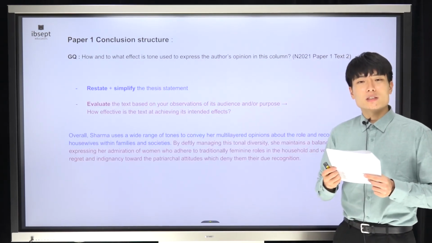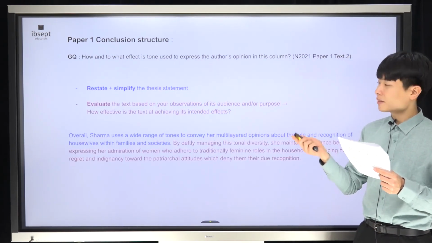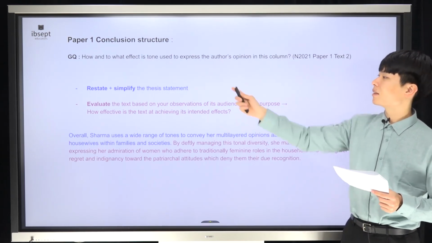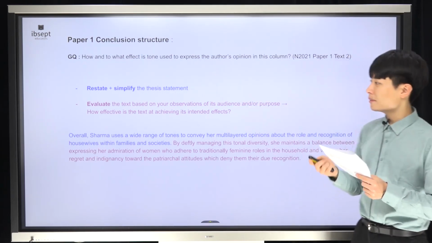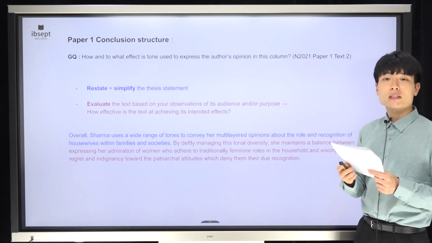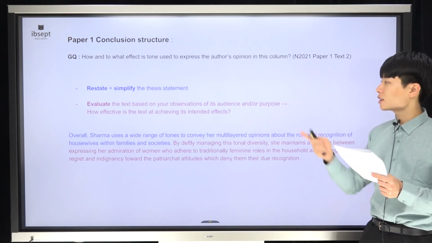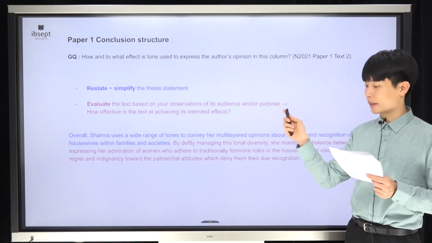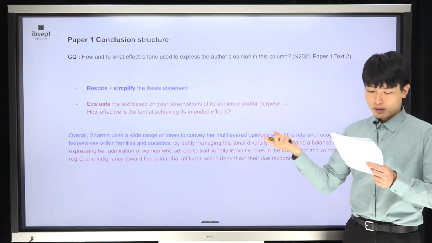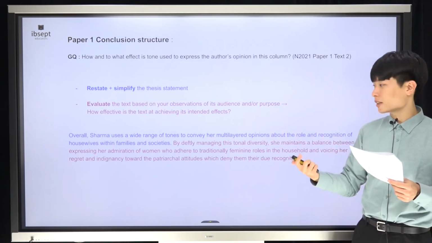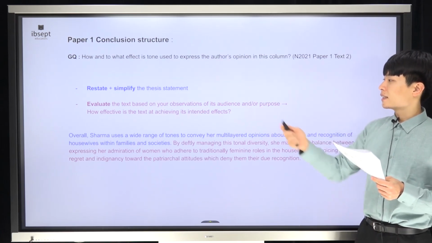The paper 1 conclusion is relatively simpler. Here, you only have to do 2 things. Restate and simplify the thesis statement, and then evaluate the text based on your observations of its target audience and/or purpose. So, to better understand that, here are some questions you can ask yourself for that second sentence of the conclusion.